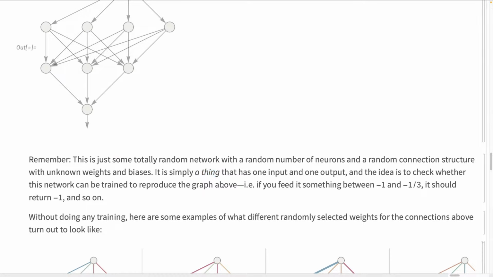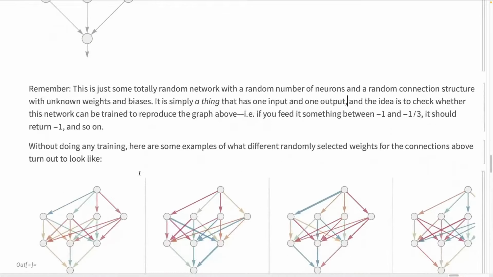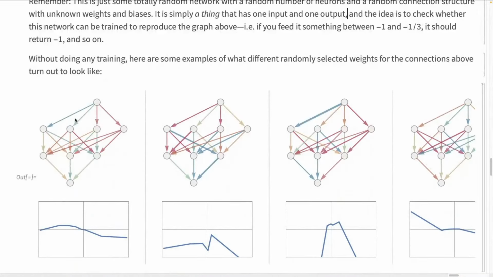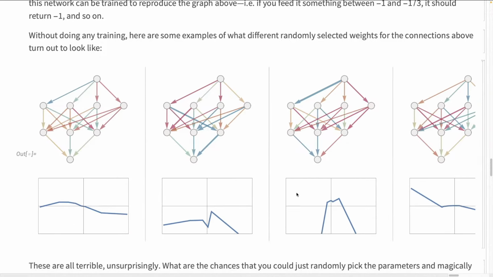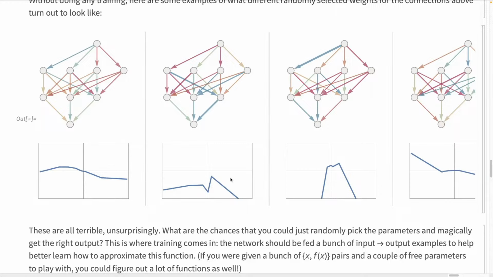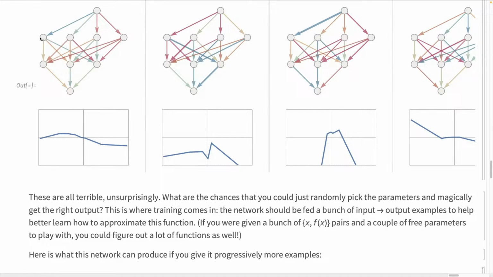And what we want to do is check whether this network can be trained to reproduce the graph above. If we just totally randomly pick connection weights for the connections here, these are kind of the best we can do at approximating the function. So these are all really bad, obviously, right? But you shouldn't be surprised by that. If you just randomly pick a bunch of weights, you shouldn't expect that your network is going to magically reproduce the correct function automatically.